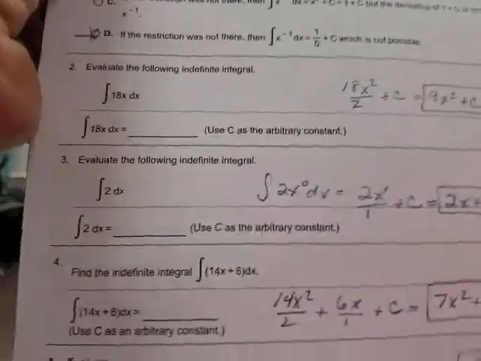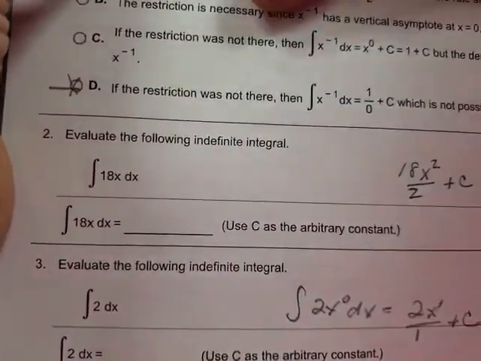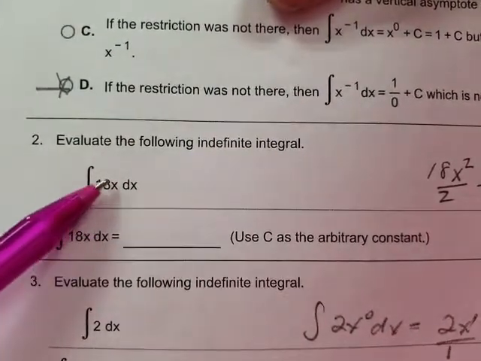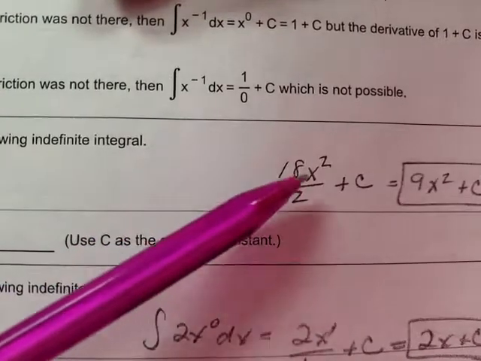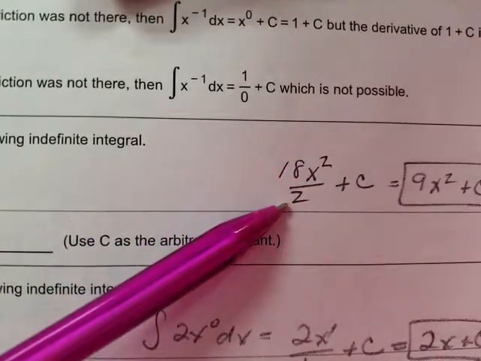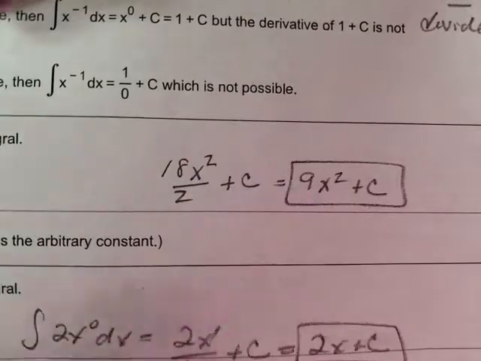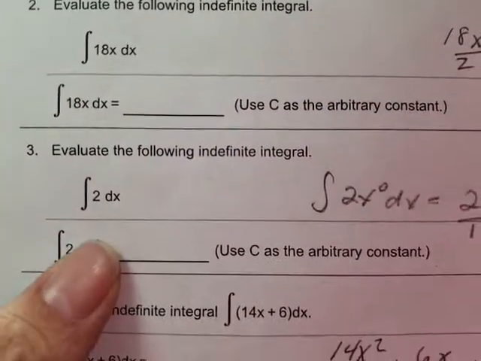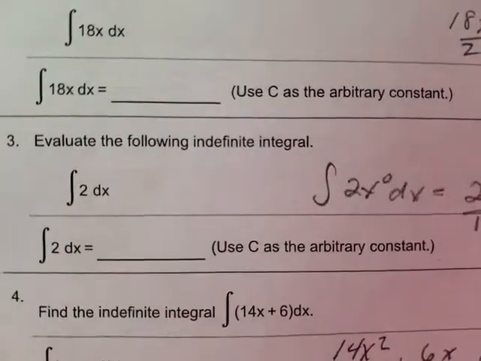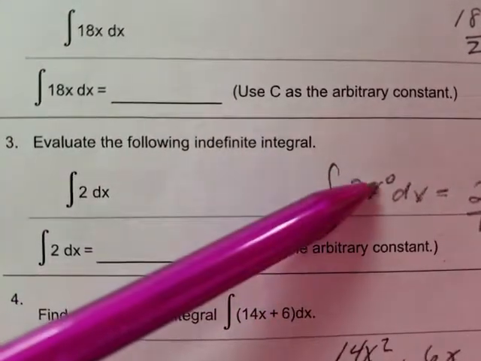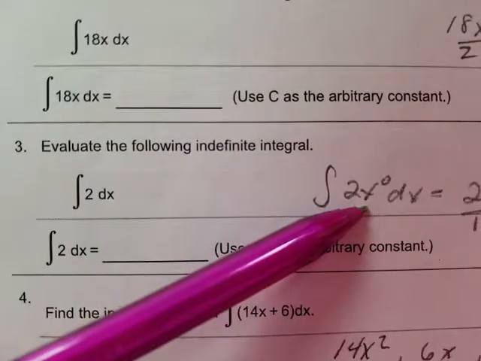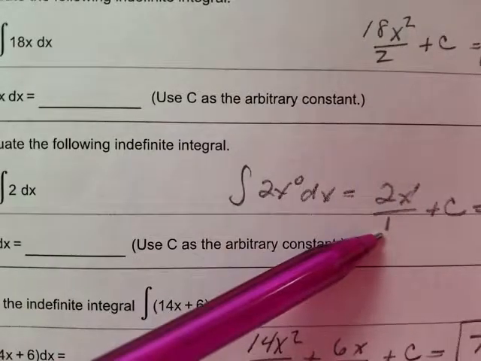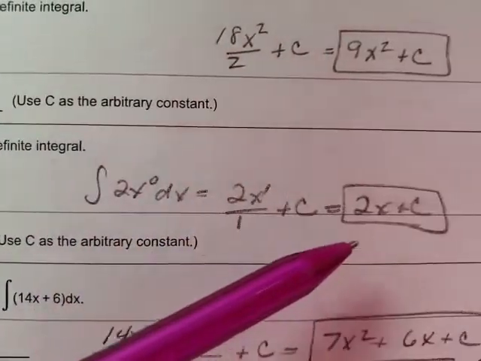All right. So on number 2, it asked us to integrate 18x. What you just need to remember is that you're going to add 1 to that exponent. That was an exponent of 1, so therefore, that's now an exponent of 2 and divided by that 2. And that's how I got the answer of 9x squared plus c. All right. The next one was to integrate the constant of 2. Well, if you think about that as integrating 2x to the 0, where that exponent is a 0, add 1 to that exponent, that would give you 1. Divide by that new exponent of 1. Therefore, that simplifies to 2x plus c.